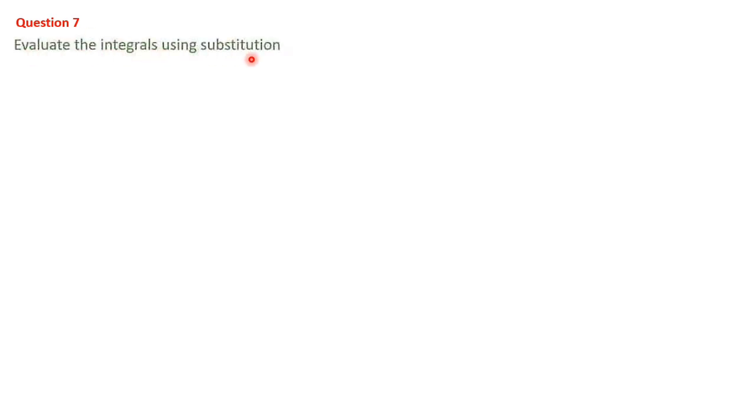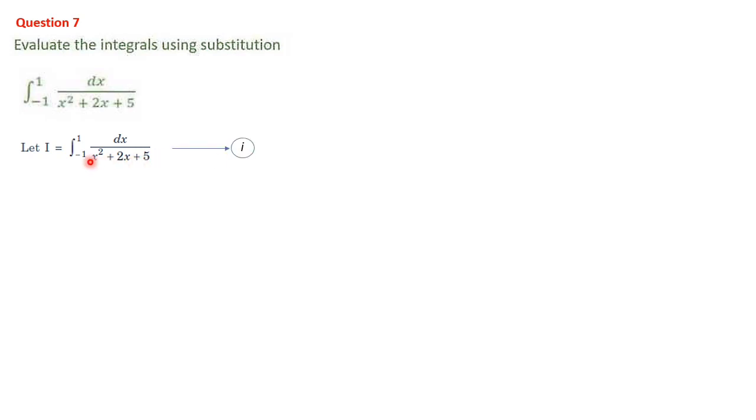Evaluate the integrals using substitution. Here the method mentioned is the substitution method. Integral from minus 1 to 1 of dx divided by x square plus 2x plus 5. When you see the denominator, it is in quadratic form, so it is a second degree expression. Let's take this as I is equal to integral from minus 1 to 1 of dx divided by x square plus 2x plus 5. Let's call it equation number 1.